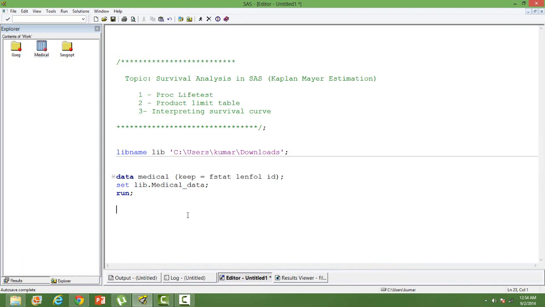It is always good to do the frequency table to know the distribution of the events and non-events and the minimum and maximum of the length of the time period that is followed. So I assume that you do it before doing the analysis. You have to use proc means and proc freq to do the exploratory data analysis before doing the modeling work. I'll straight away go to the modeling. Proc lifetest data equals medical.